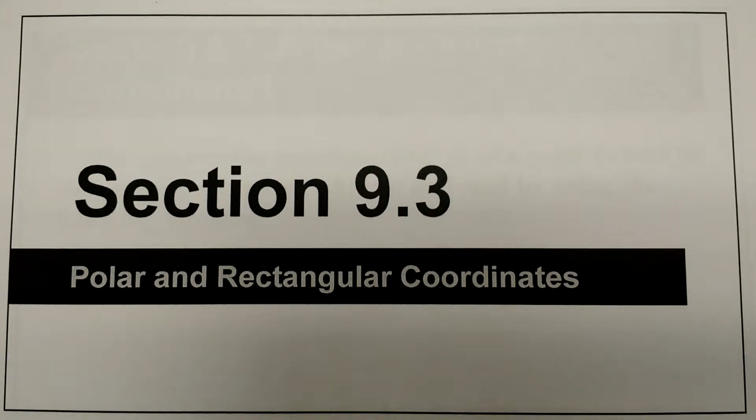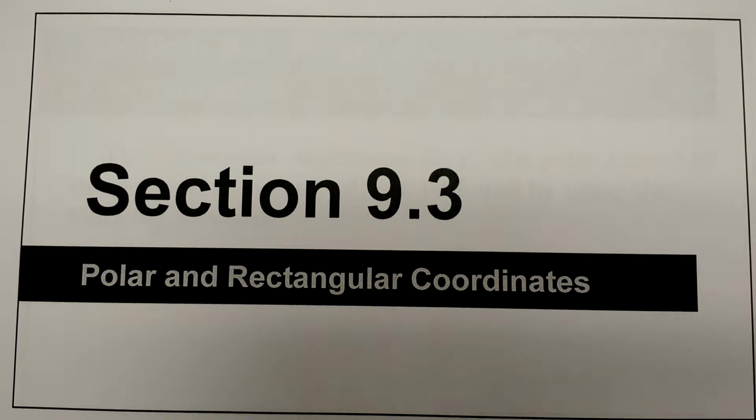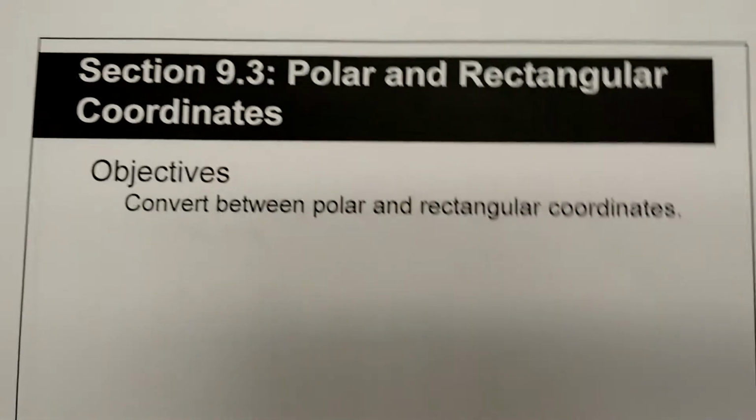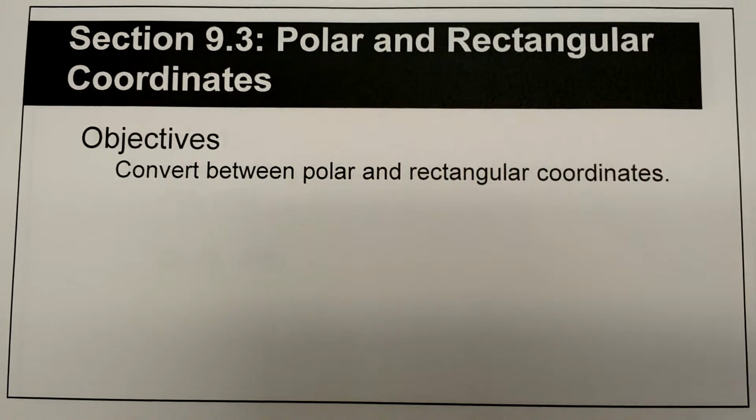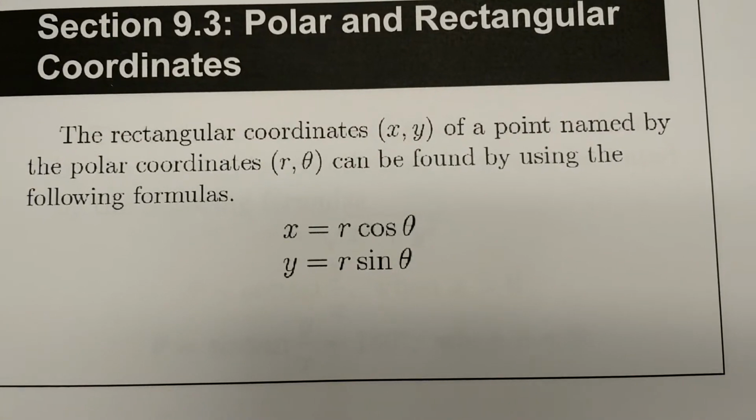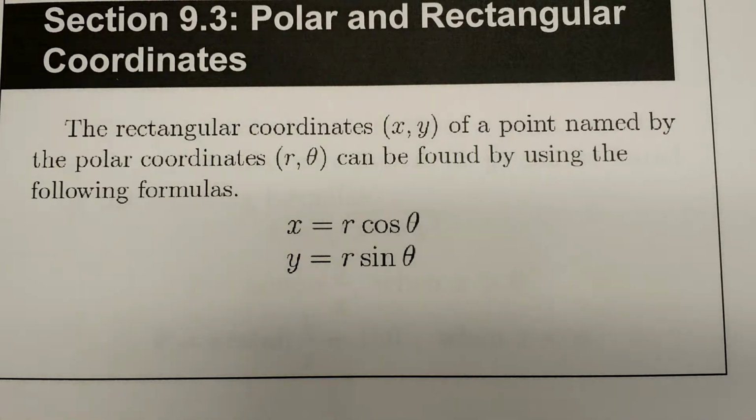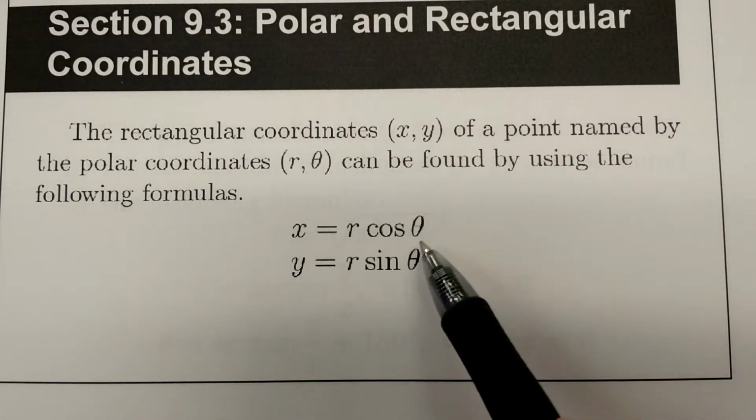Okay, here we have 9.3, which deals with polar and rectangular coordinates. So the objectives for this section: convert between polar and rectangular coordinates. Rectangular coordinates are given by x comma y. Polar coordinates are given by r comma theta. So you can convert from r theta to xy by using these equations.